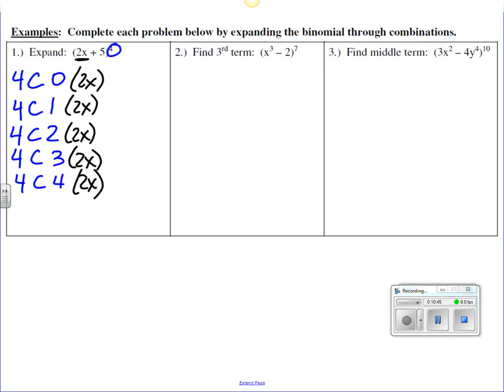Okay, now let's do our exponents. What do I start with? 4. You start with the 4, and you do 4, 3, 2, 1, 0. Start back with your original exponent. Okay. All right. What's the second thing in the problem? A 5. So they all get a 5.